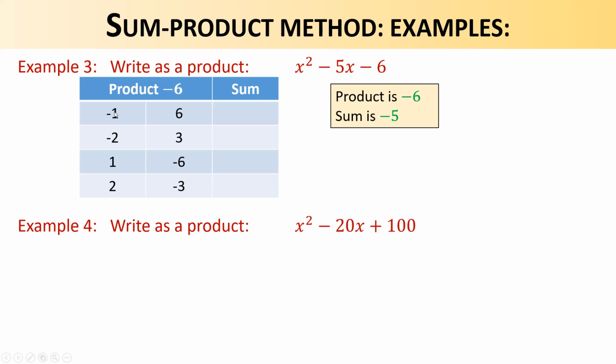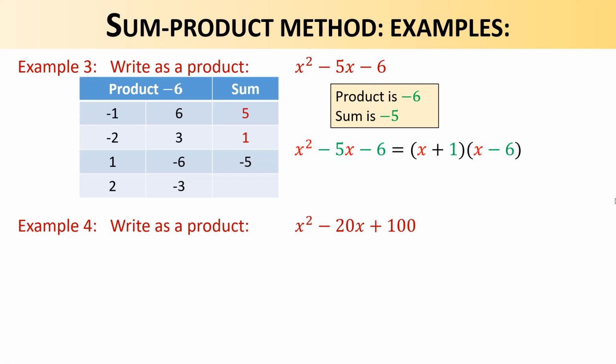Okay, so let's check the sums. Minus 1 plus 6 is 5, but we need minus 5, so that doesn't work. Minus 2 plus 3 is 1, no. 1 minus 6 is minus 5, and that's enough, so we stop here. So the pair of numbers is 1 and minus 6, so we get x plus 1, this was positive 1, and x minus 6, and that's how we factorize this.